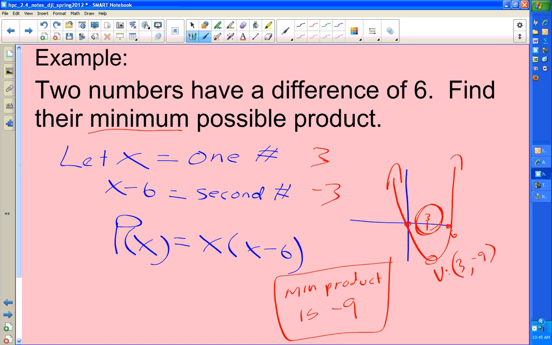If you used x plus 6 and you got the negative 6 and 0, 0, the x value you found was the negative 3. Negative 3 plus 6 gave you the positive 3. You still get the same answers. The numbers are 3 and negative 3. But this question wasn't asking me for the numbers. Anybody have a question on this one?